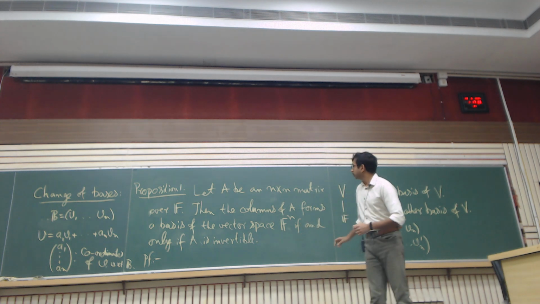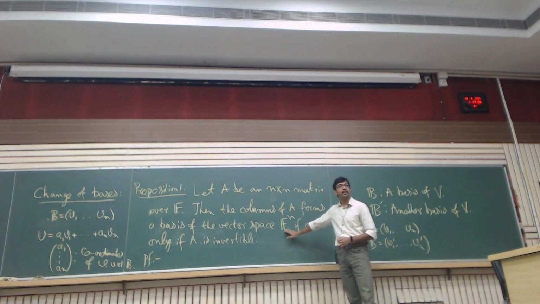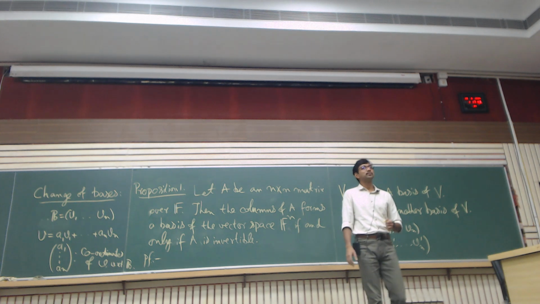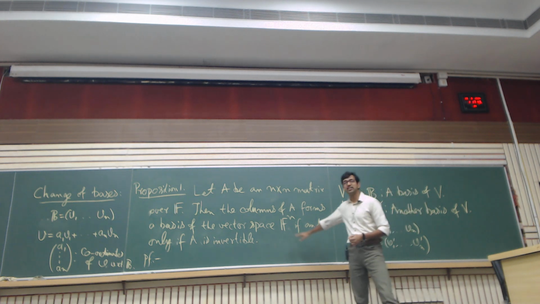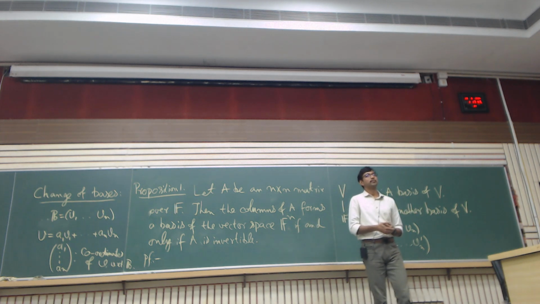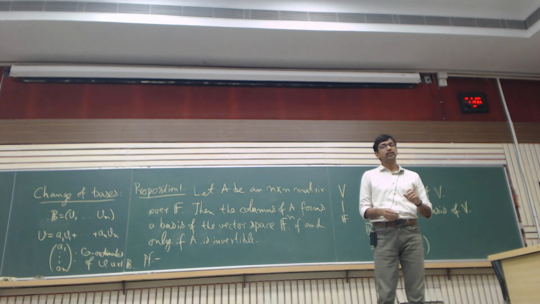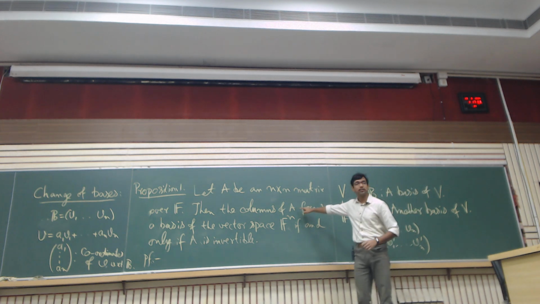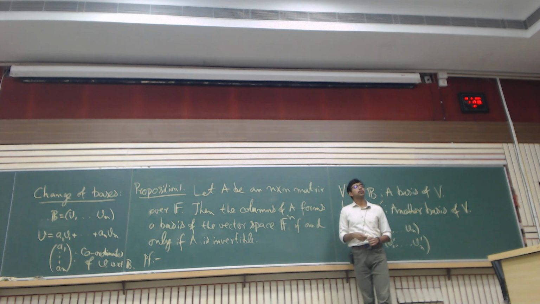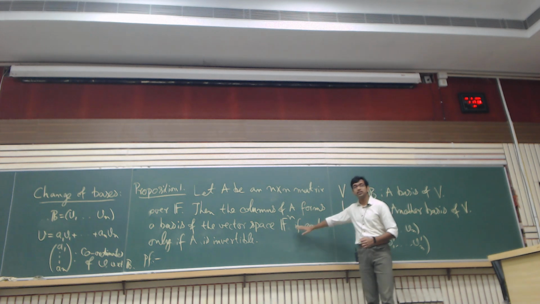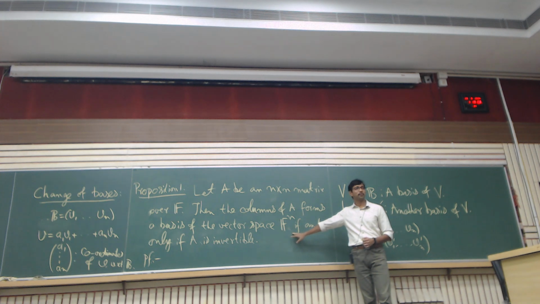So, can anyone tell me what is the dimension of this? Yes, Ganesh. Why is the dimension of this going to be n? Well, A is an n cross n matrix, but Fn is the vector space that we are talking about. Do you know any basis of this already? You don't?